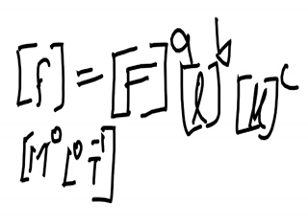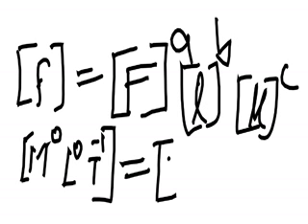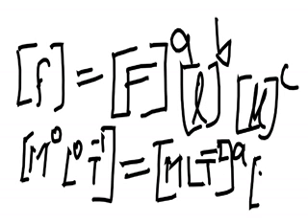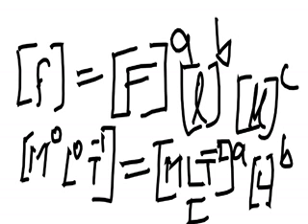Are you observing what I am writing on the screen? Frequency's dimension is T to the power minus 1. We have in the dimension of force, M L T to the power minus 2, raised to the power A. This is L to the power B, and one more thing, that is mass per unit length, so this is M L to the power minus 1.